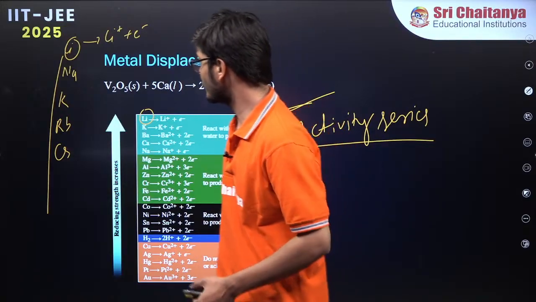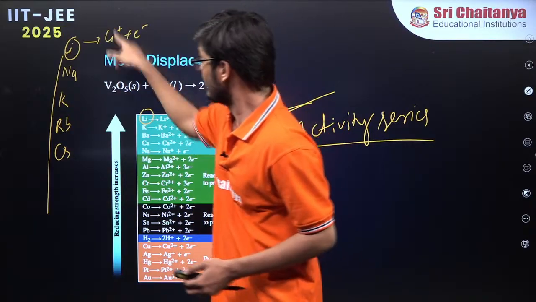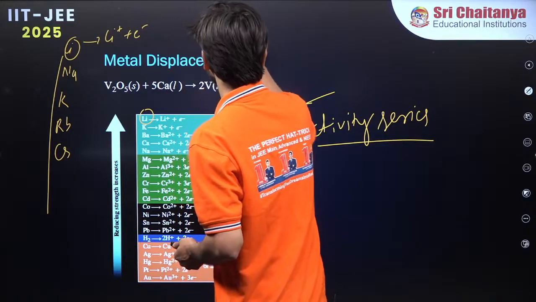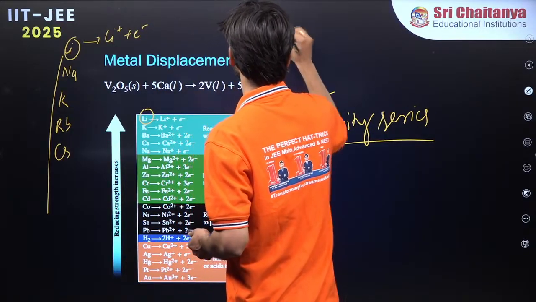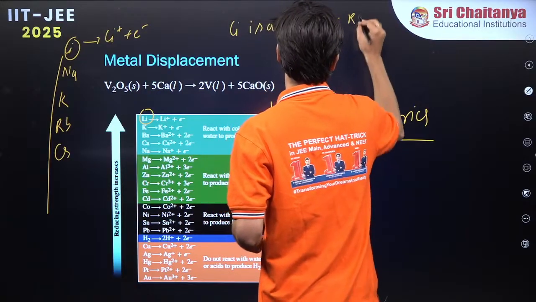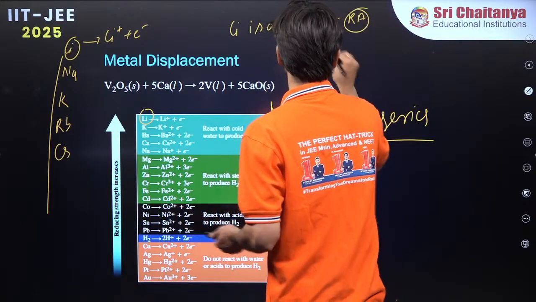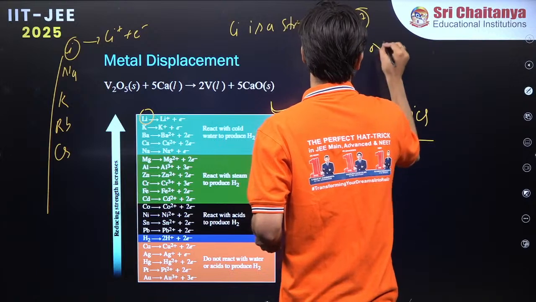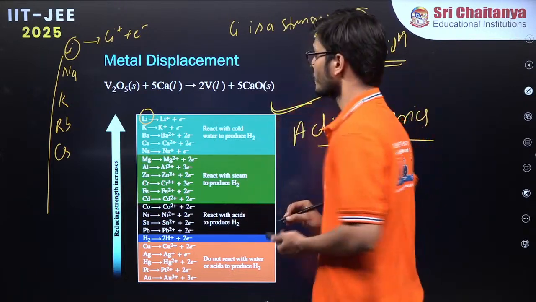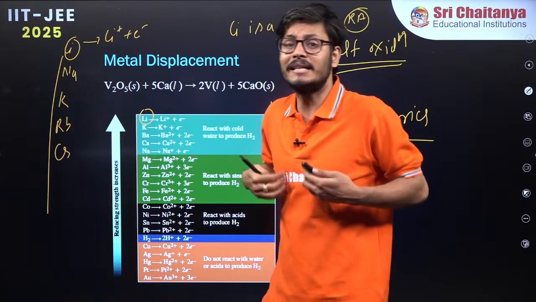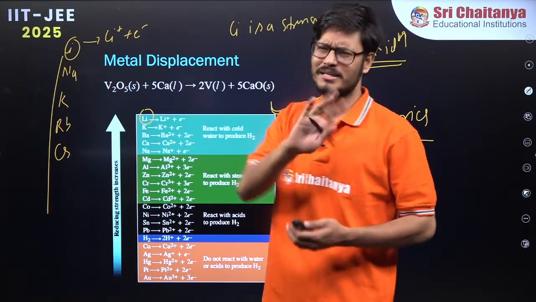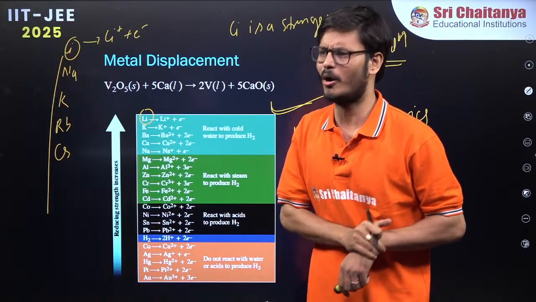But in this particular case, lithium acts as the strongest reducing agent. Lithium is the strongest reducing agent. When I say it is the strongest reducing agent, what does it mean? Strongest reducing agent means self-oxidation. That means lithium can oxidize itself very, very easily. Basically, there is a concept of hydration energy. I am not going into that.